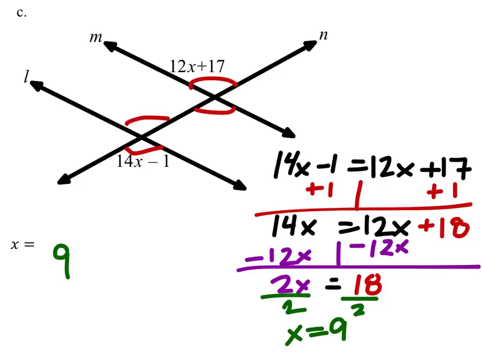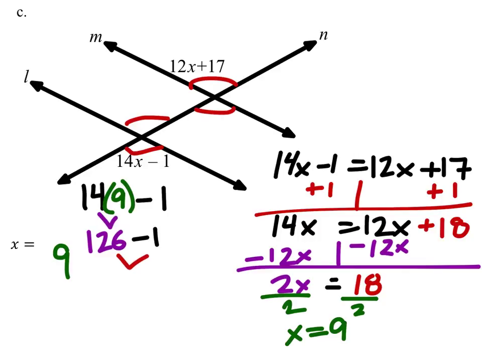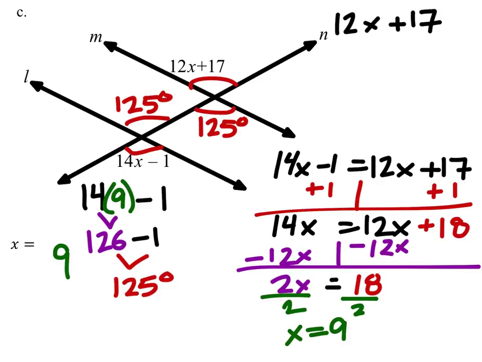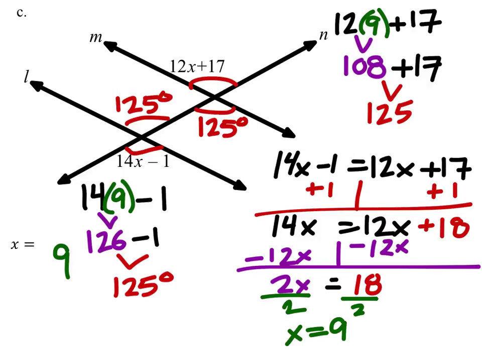So to solve for the angle, I'm going to use the 14x minus 1. But now I know that x is 9, so I'm going to replace it with 9. Multiply these, and then 126 minus 1 is 125 degrees. So all the angles here are 125 degrees. And we can confirm it with the 12x plus 17 also. So again, I would go back into that, replace the x with 9, and I can see it also is 125 degrees.